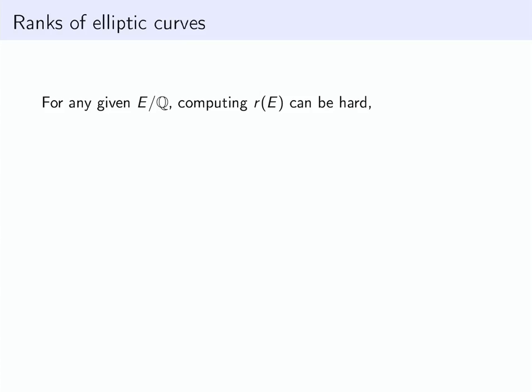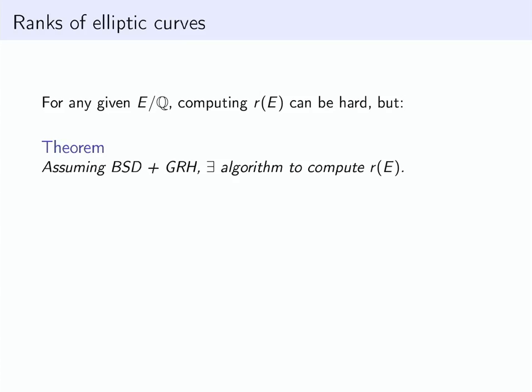Especially since, as an analytic number theorist, I'm comfortable assuming big-deal conjectures. Assuming BSD and GRH, there's an algorithm to compute the rank of an elliptic curve. So the problem of, given an elliptic curve, determining the rank is less interesting to me than the question of how the rank behaves typically.